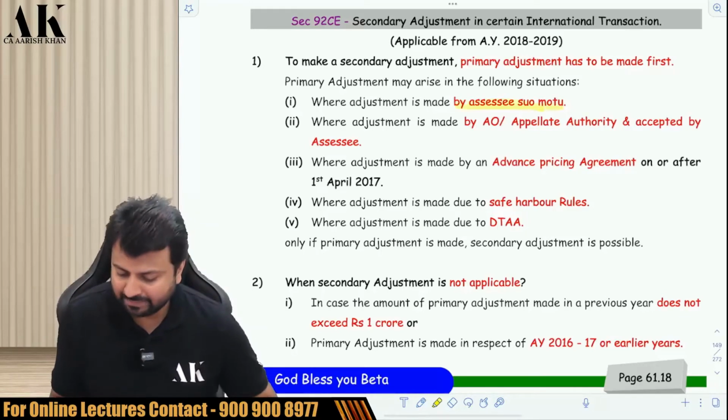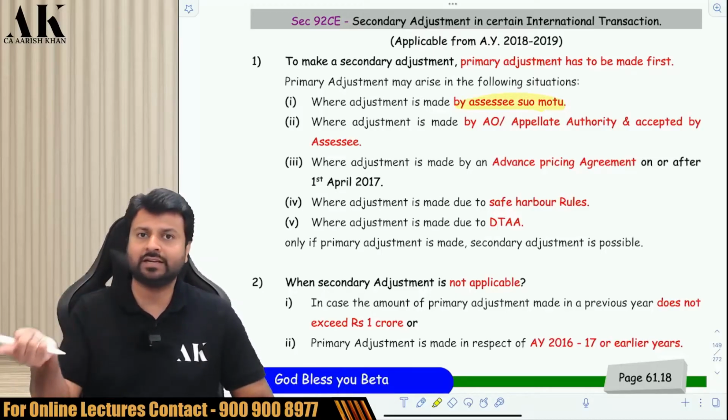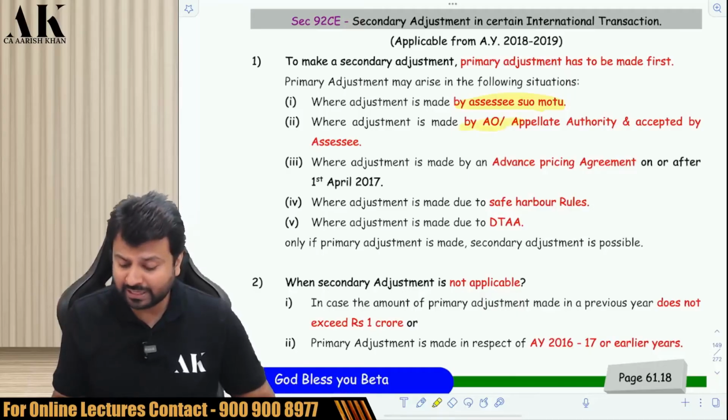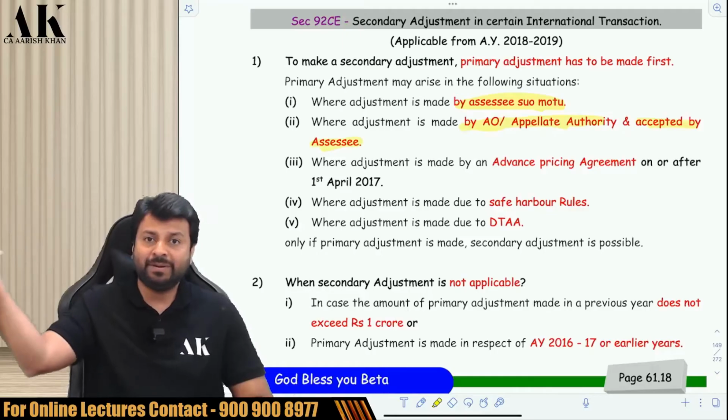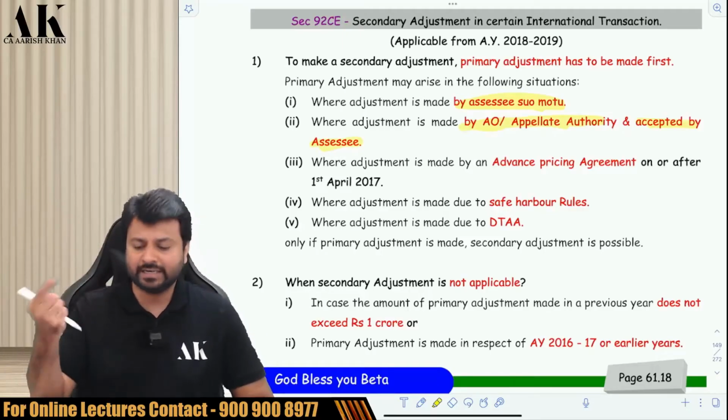First, it can be done because of the assessee suo moto. If the primary adjustment is done because of assessee suo moto, secondary adjustment is possible. Primary adjustment can also be done by the AO or appellate authority and the assessee should accept that. Assessee should not appeal. If the assessee appeals to the higher authority, then secondary adjustment is not possible. If the assessee accepts that, then secondary adjustment is possible.